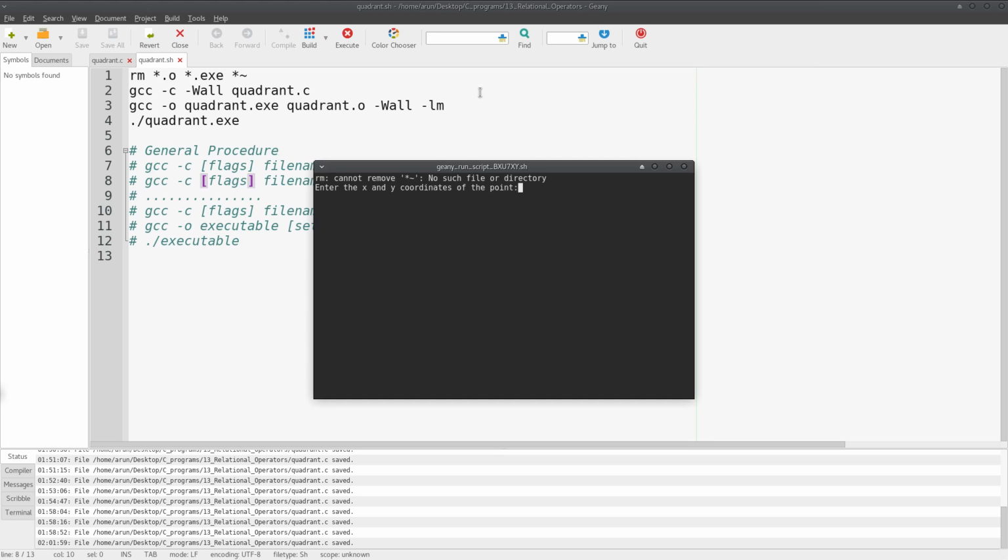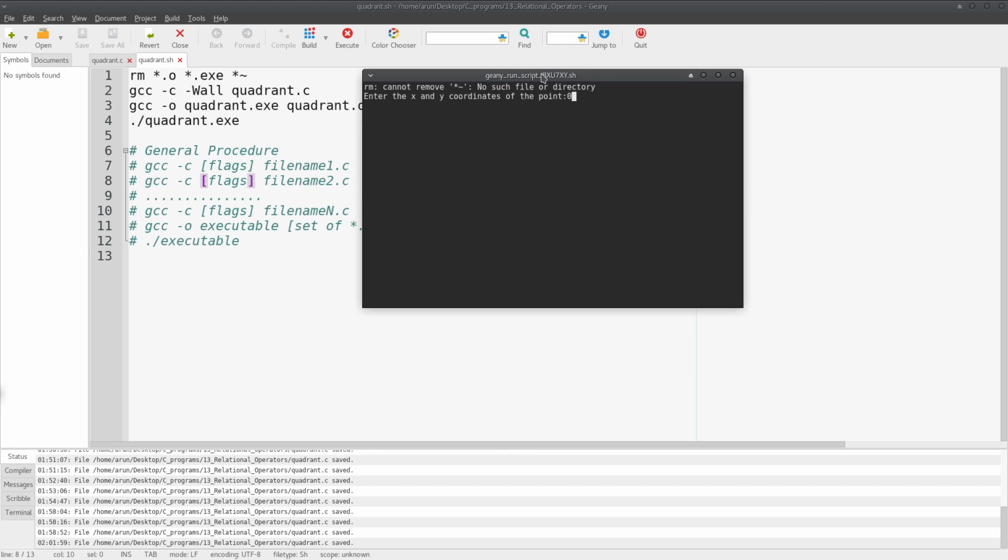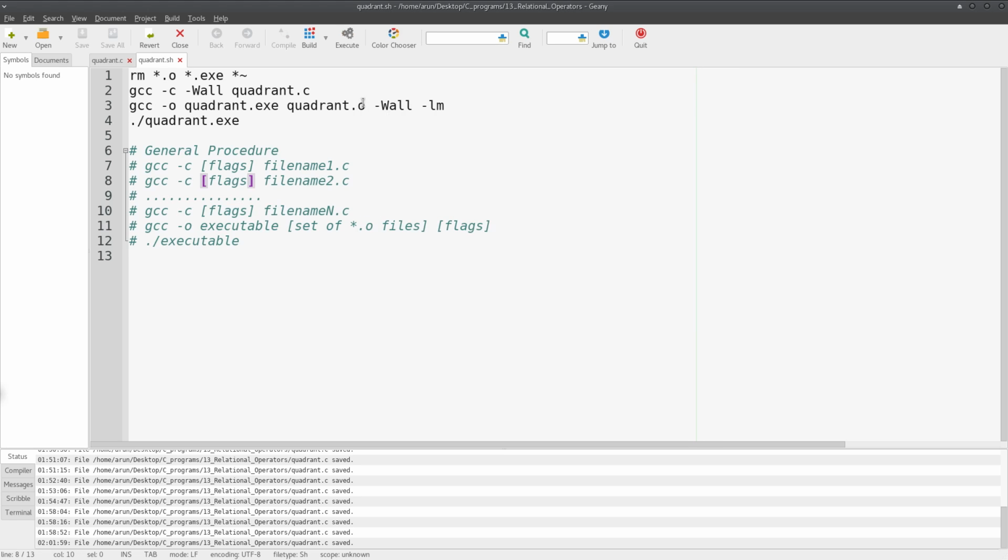And now let's test this for a tricky case like the origin, 0, 0, and our program does well. It says the length of the point 0, 0 from the origin is 0, the angle in degrees is 0, the point 0, 0 is the origin, and it worked out pretty well.